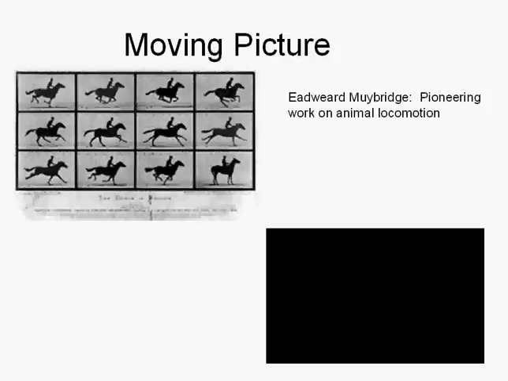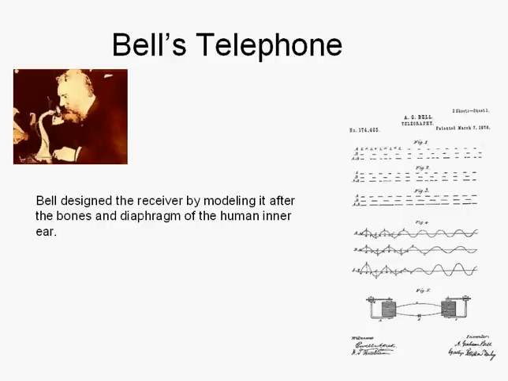which we know was invented by Thomas Edison. And then Bell's telephone. Alexander Graham Bell designed the receiver by modeling it after the bones and diaphragm of the human inner ear. So if we look at those key inventions of the Neotechnic phase, we know that they were all influenced by biology.